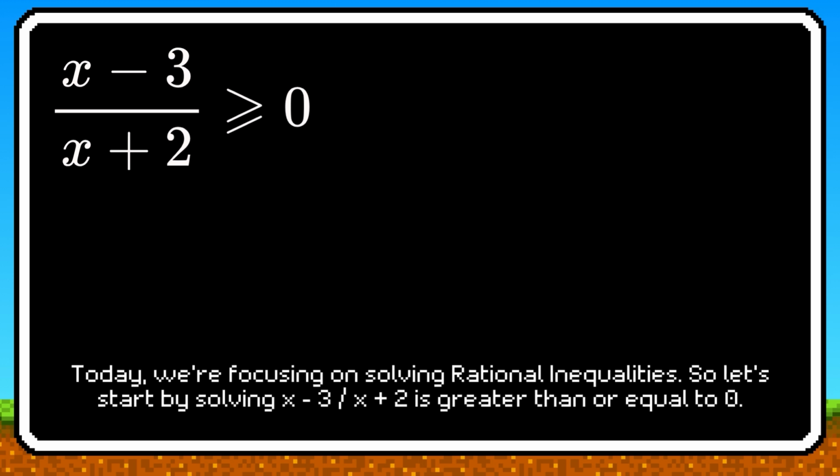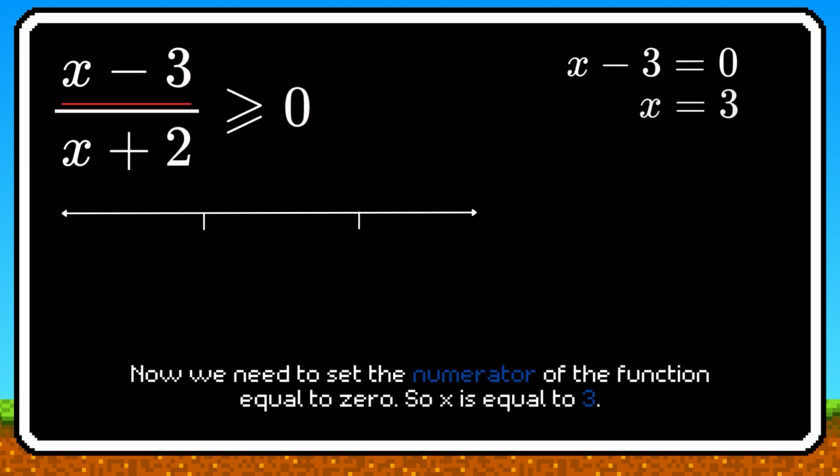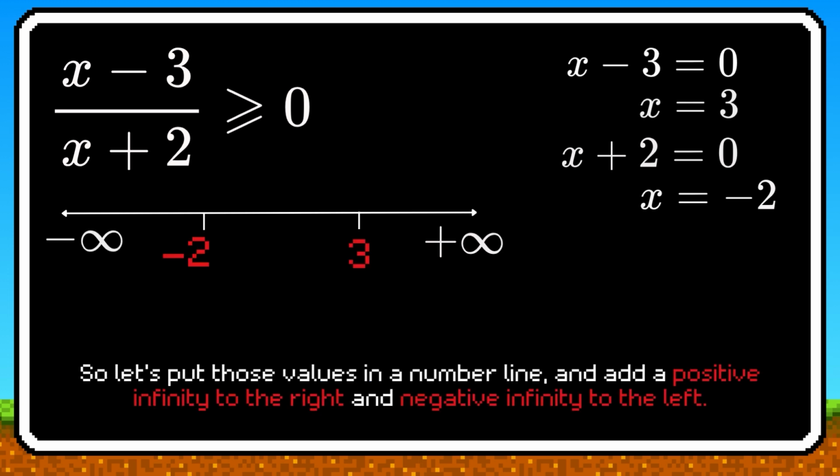So let's start by solving (x - 3)/(x + 2) ≥ 0. Let's start and draw a number line. Now we need to set the numerator of the function equal to 0. So x is equal to 3. And if we set the denominator of the function equal to 0, the second point of interest is x equals negative 2. So let's put those values on a number line and add positive infinity to the right and negative infinity to the left.